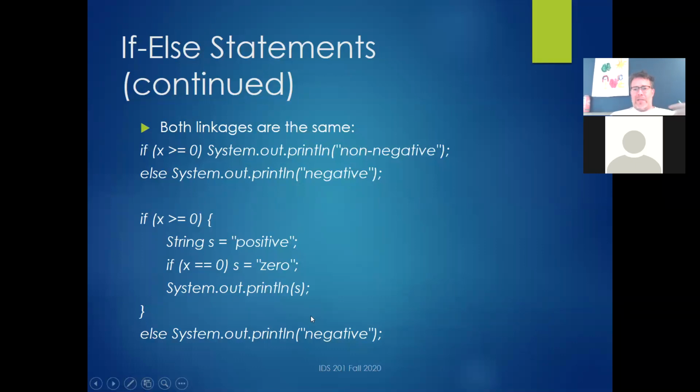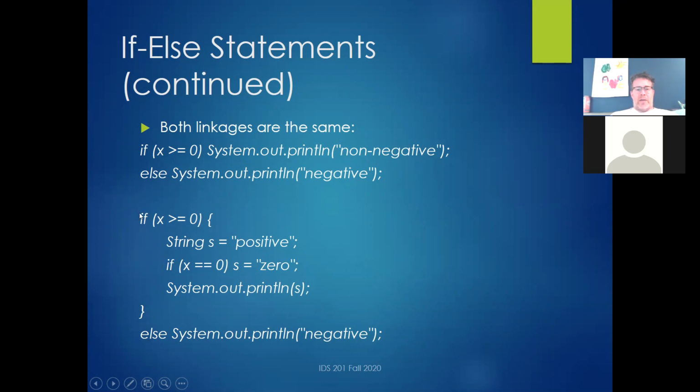So in both cases, these are going to do the same thing. They're going to check whether the number is negative or positive. Here, the if-else is very simple. Clearly, this else is linked with this if. But in this case, this else belongs to this if.